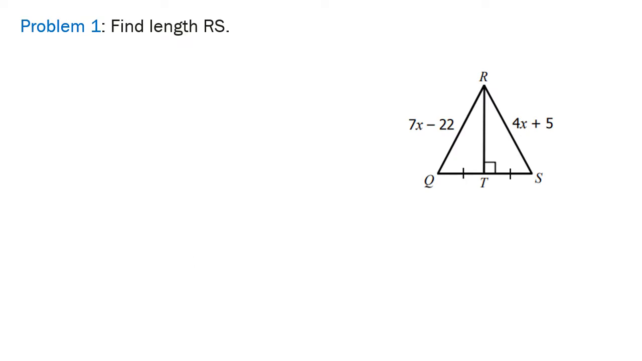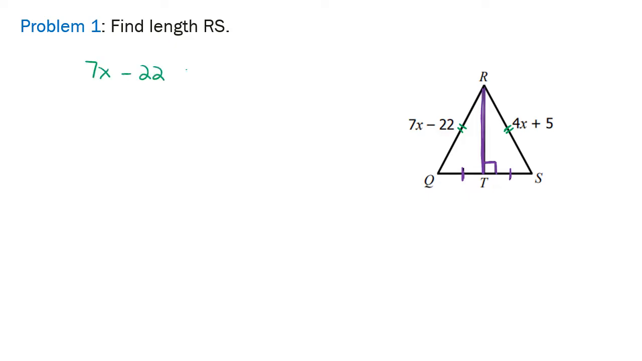So for this one, it asks us to find the length of RS. Before we can find RS, we first have to figure out what X is. You'll notice that in the picture RT cuts the triangle in half. You see your 90-degree angle, and these two pieces are congruent, which means that RT is a perpendicular bisector. Therefore, the triangle on the left is exactly the same as the triangle on the right. So that means this length right here, RS, is the same length as QR. So if those two sides of the triangle are the exact same length, we can set them equal to each other.